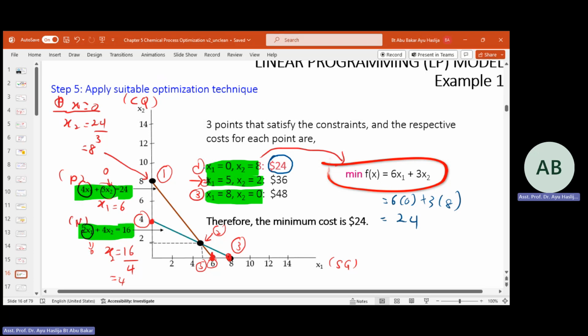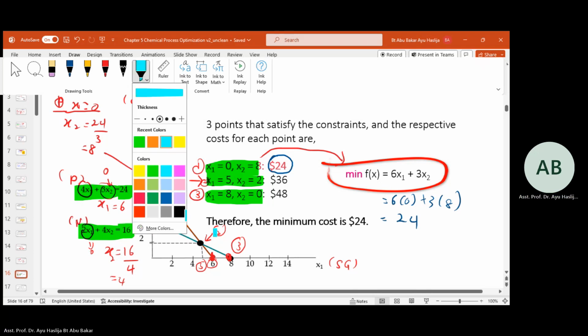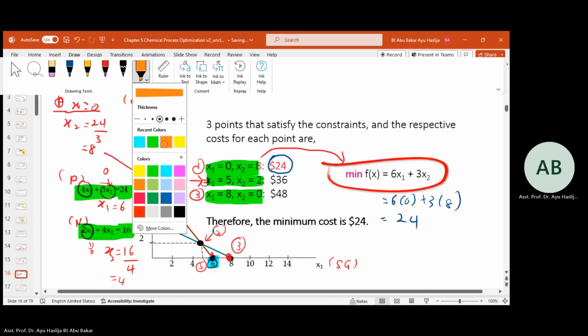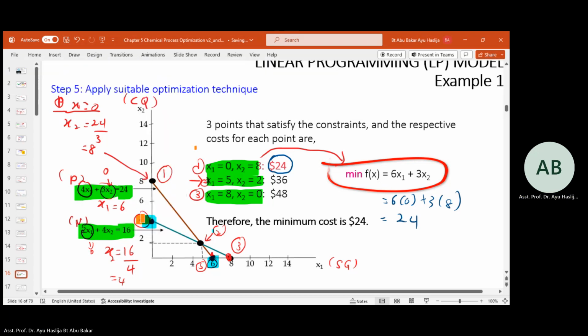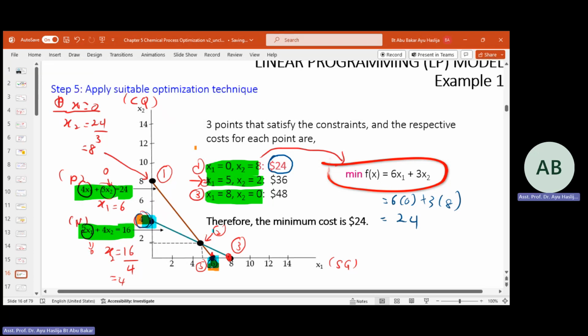From the consideration here, there are 3 points. But from the graph, if you notice, we have other points as well. This one, the 4, and this one, in a different color. Here, the 4 and the 6. Now, why are these not considered for the minimum cost?